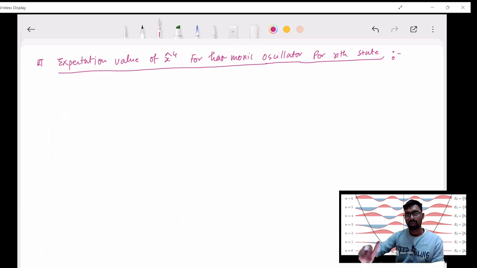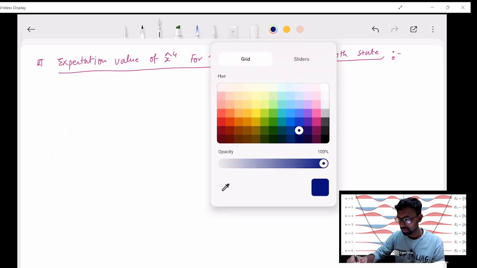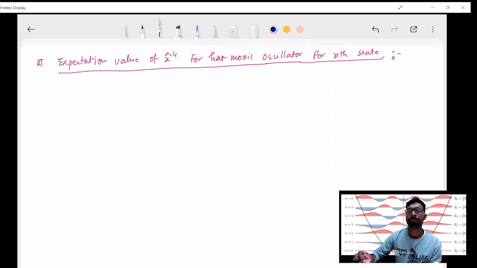Should we derive this part also? I think no need to derive this x to the power 4 for a competitive exam purpose. In semester exams, most of the time they ask to find the expectation value of x to the power 4 for nth state. What is the expression? It is asked many times. So okay, let's try to solve this. How can I find this value?